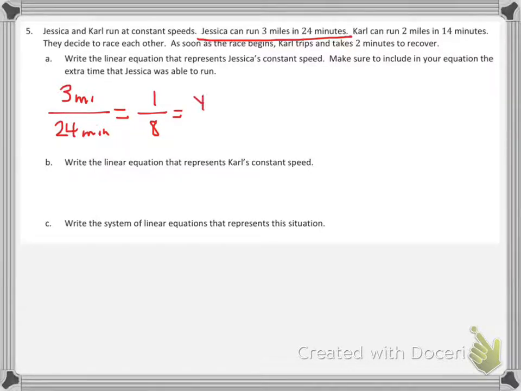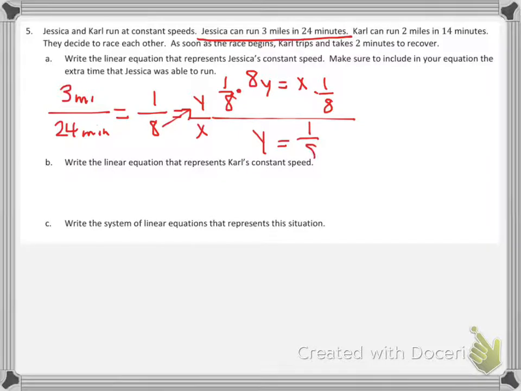So it's distance over time, y over x, and means extremes. So we get 8y is equal to 1x. And then I would like my y to be isolated, so I'm going to multiply by the reciprocal of 8 and balance the equation. And that gives me y equals 1/8 x. Okay, so we'll start there. That's Jessica. Let's look at Carl.